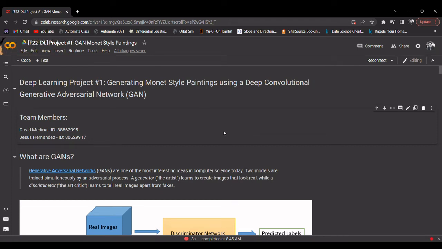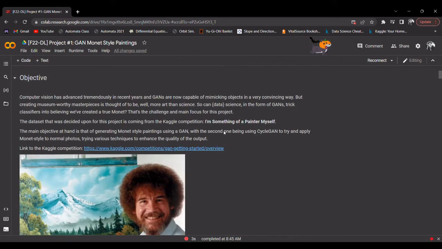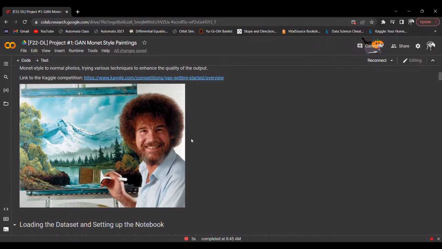Good afternoon. So here we present our first deep learning project. When my partner and I learned about generating images, we knew that we wanted to work with this and learn a little bit more about it. So specifically, our objective in this project was to generate Monet style paintings using DC GANs or other possible techniques that exist out there. So we wanted to be a little bit like Bob Ross, so we took inspiration from that.